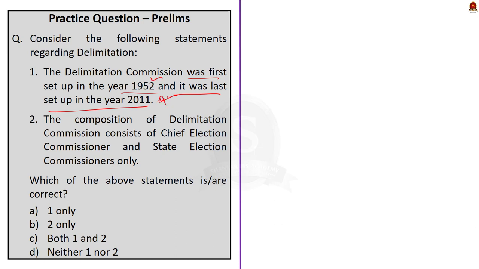Delimitation commissions have been set up 4 times in independent India. They were set up in 1952, 1963, 1973 and 2002. There was no delimitation after the 1981 and 1991 census. The second part of the statement says that it was last set up in the year 2011, which is wrong. So, statement 1 is incorrect.